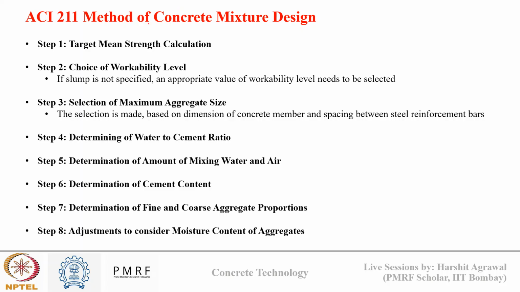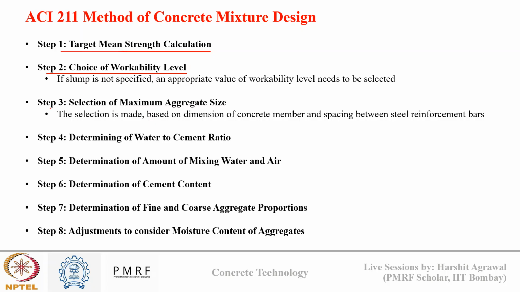So step one, as usual, is the calculation of target mean strength from known characteristic compressive strength. Step two is the choice of workability level. If you don't know what slump is required, then based on the concrete component and its need, we can adopt the appropriate level of workability. Else, if we know the slump, then we will know the workability level anyhow.